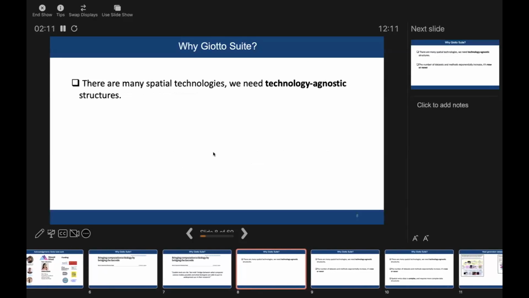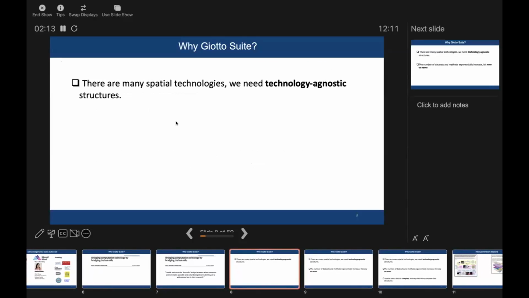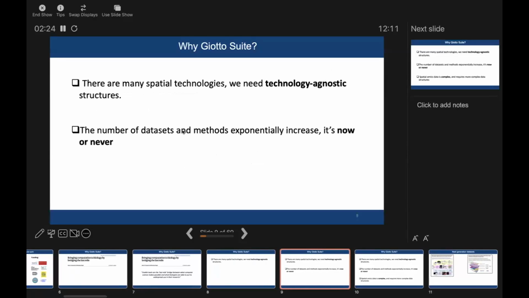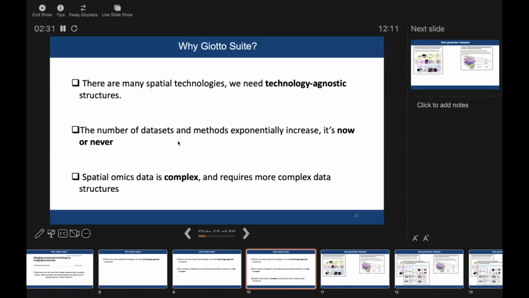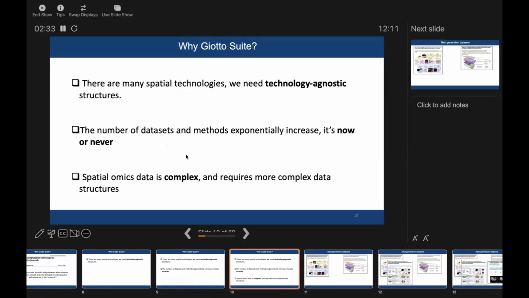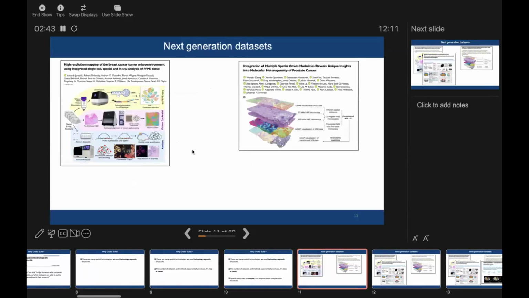All right, so why are we doing this? There are many different spatial technologies, and you saw that in the previous talk. So we definitely need a technology-agnostic structure and approach. You don't necessarily have to reinvent the wheel every single time there's a new technology. At the same time, the number of data sets and methods is exponentially increasing. So it's really now or never. Also, spatial omics data is complex. It's a lot more complex than your typical IF or your typical single cell. So it also requires more complex data structures, especially if we think about combining multiple technologies as well.